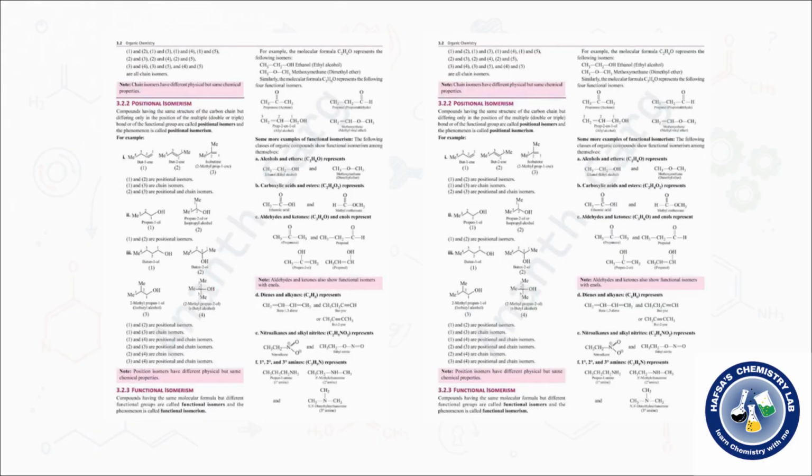Then we have positional isomerism. Here, the carbon skeleton stays exactly the same, but the key functional group, or a double bond, simply moves to a different address along the chain. It's kind of like taking the front door of a house and moving it to the side. It's the exact same house, but the way you interact with it changes entirely.